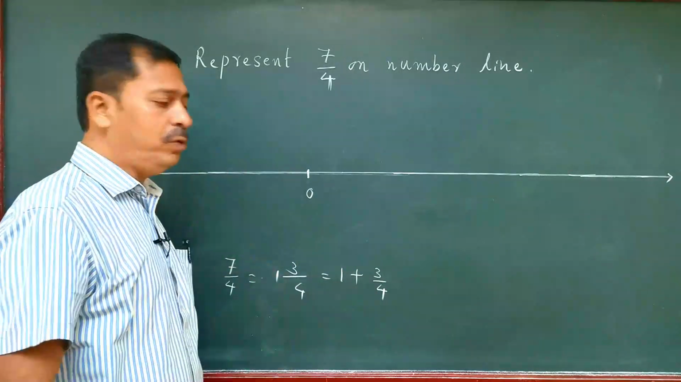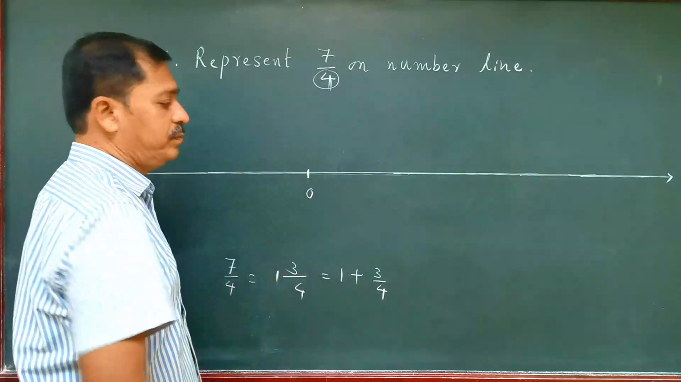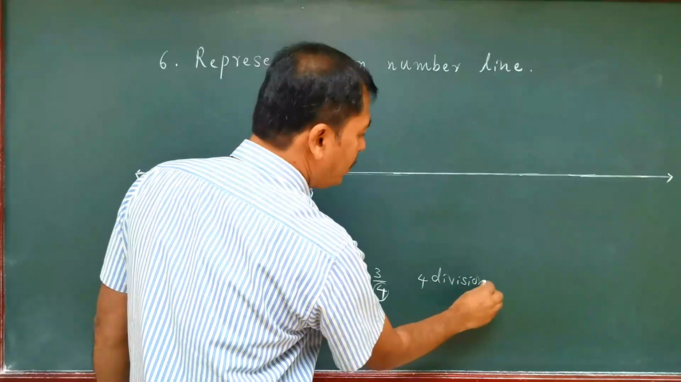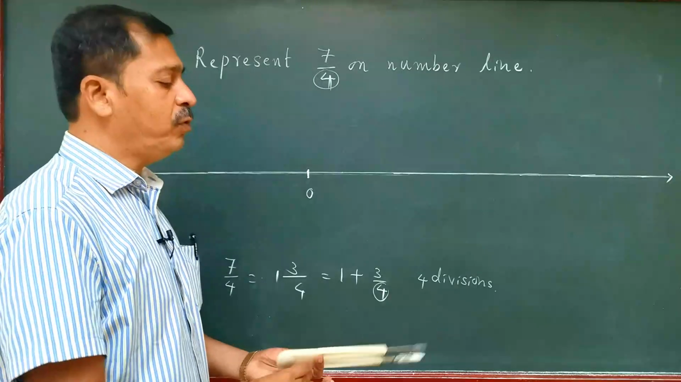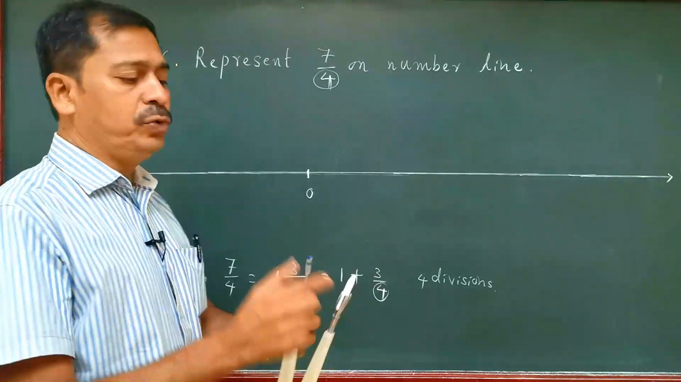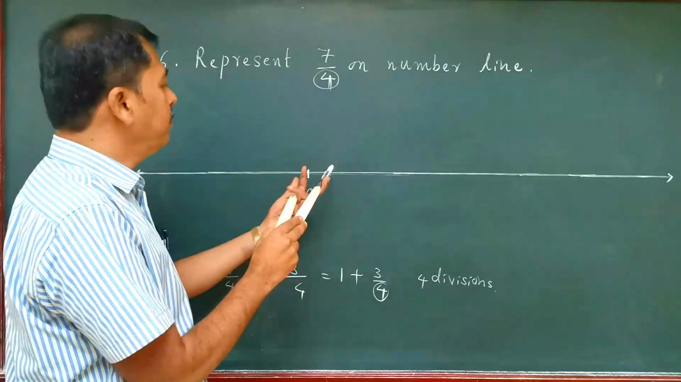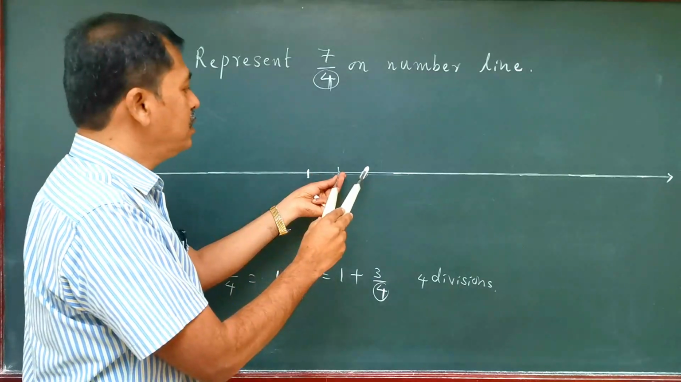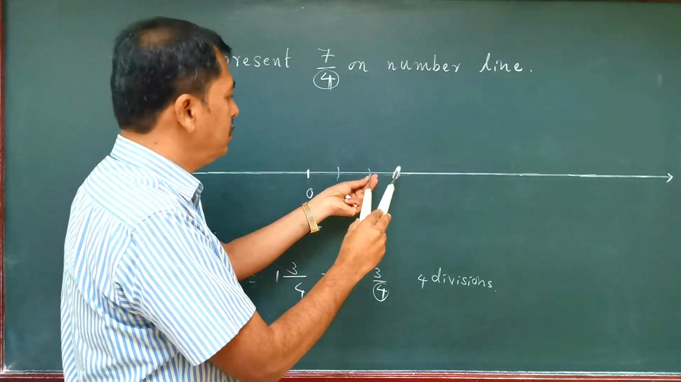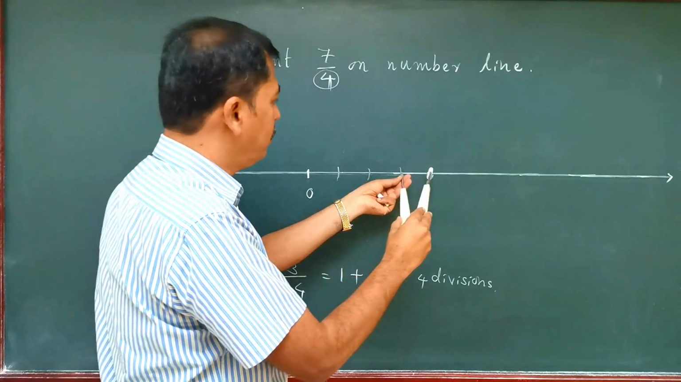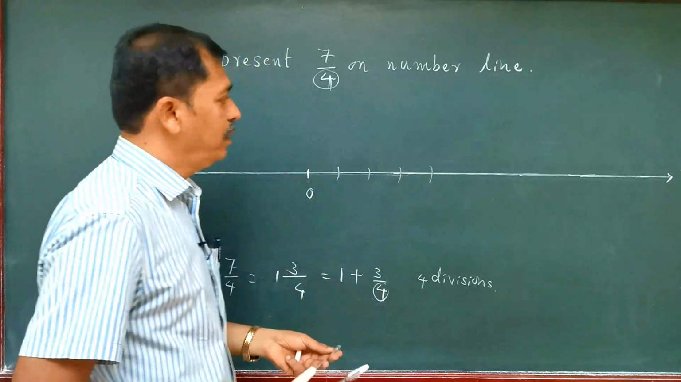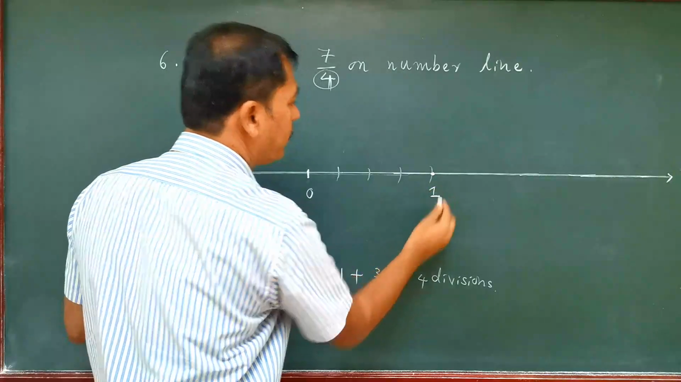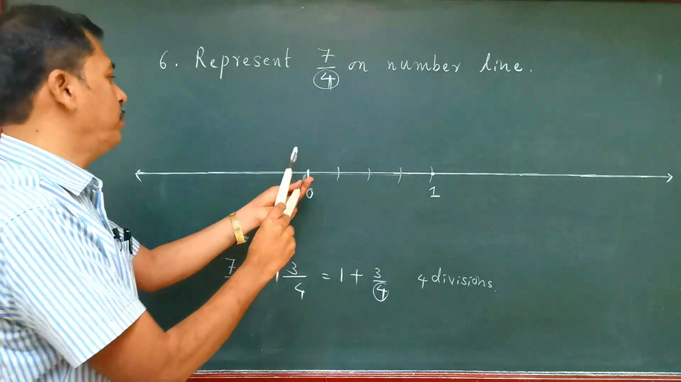In every 1 unit, how many divisions do you have to make? 4 divisions, as 4 is there here. This is the sense you keep in mind. How to make 4 equal divisions? Just observe here. You choose any convenient length. I would like to take this as the first division, this as the second division, this as the third division, and then this as the fourth division. Here it should come 1, and the same is the situation on this side also.